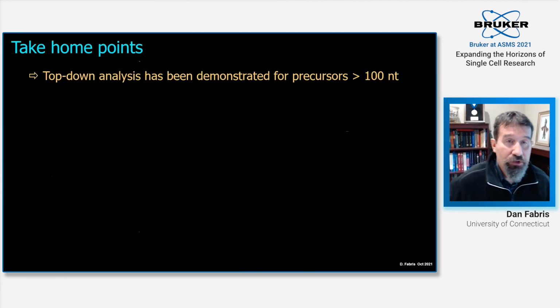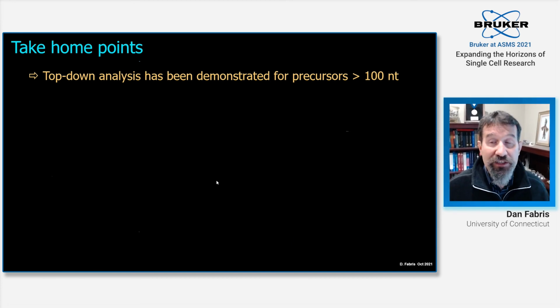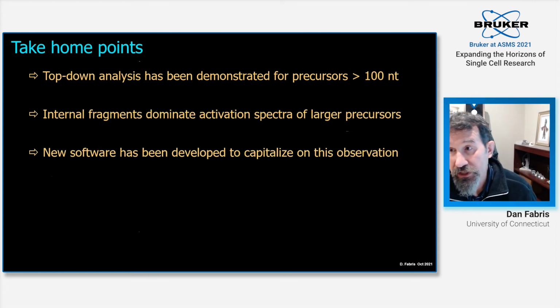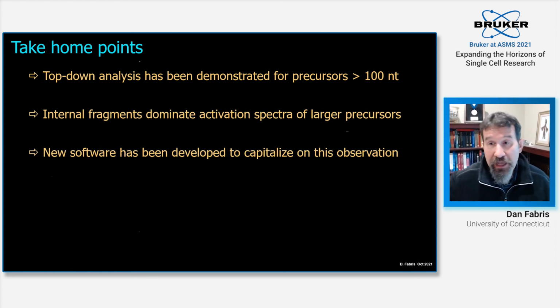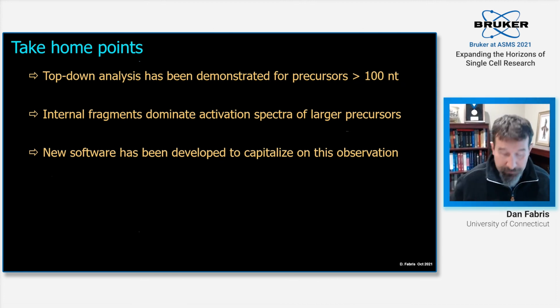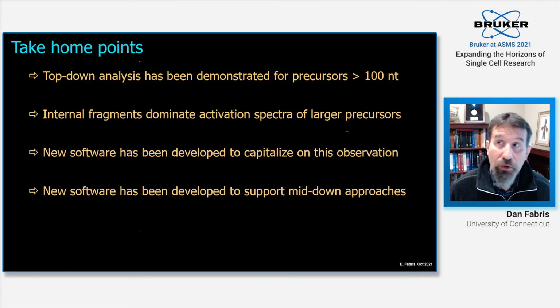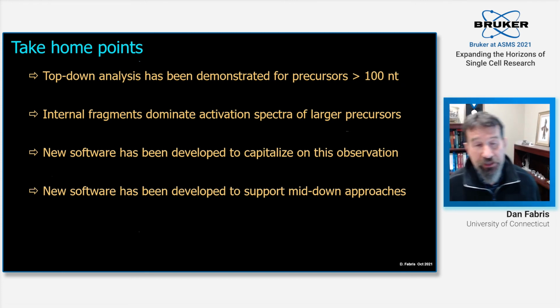So at the end, these should be my take-home points for the data that I showed you today. We demonstrated that it's possible to perform top-down analysis for precursor ions that are greater than 100 nucleotides. The spectra obtained from these larger precursors are dominated by internal fragments, and we had to design new software to be able to interpret this type of data. The software that we designed, as I said, works for both normal and non-canonical nucleotides. The software can also support mid-down approaches, both in the planning phase and in the interpretation phase.